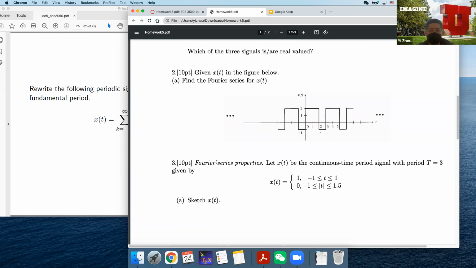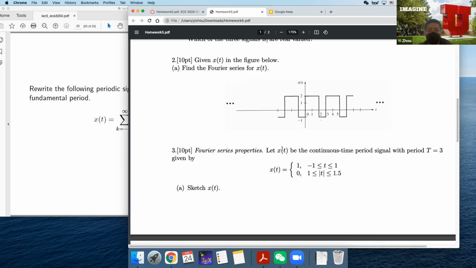Problem 3, let x(t) be a continuous time periodic signal with period T equals 3 given by this one. So you can sketch this signal between -1 and 1. It's a constant, so it's a flat curve. Between 1 and 1.5 it is 0. So it is a rectangle signal, and this is only one period. You repeat this period periodically.